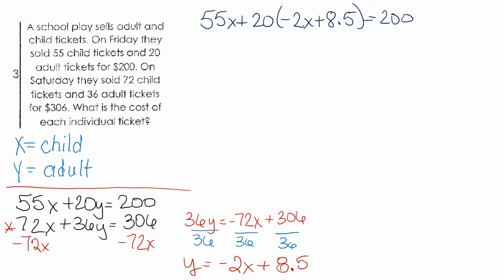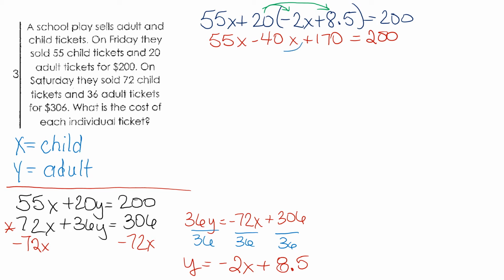We're going to do our distributive property since I have parentheses involved. So that's going to give me 55x. 20 times negative 2 would be negative 40. Keep your x. 20 times 8.5 is going to be positive 170. And bring down your equal sign and your 200.